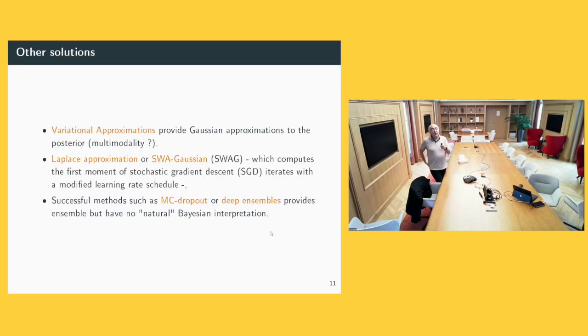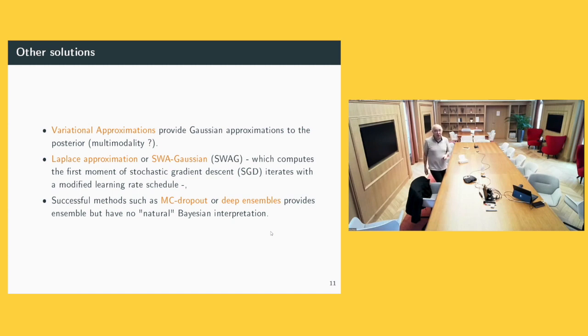So there are other solutions. I will present one solution. One solution which is very popular in Bayesian deep learning is to use variational approximation, to provide a Gaussian approximation to the posterior. And in general, you use mean field. There are several methods which have been developed in that direction. So you can use Gaussian approximation or mean field approximation. For mean field approximation, you obtain an algorithm which is closely related to backpropagation. It's called Bayes by Backprop. It's a very simple one.